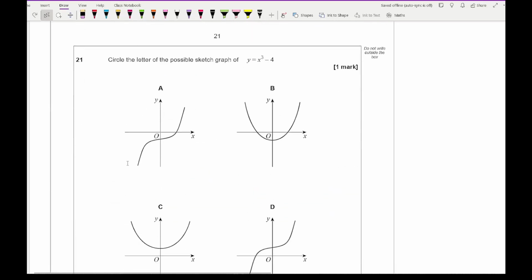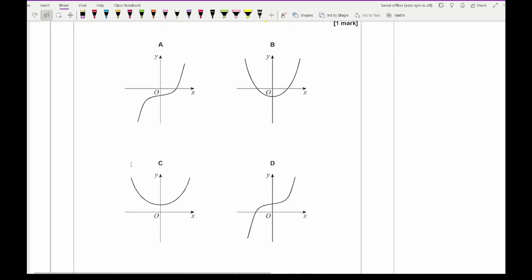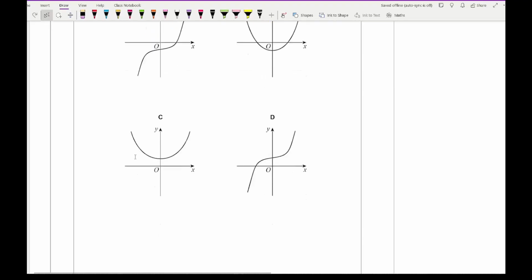Moving on to question 21, it says circle the letter of the possible sketch of x cubed minus 4. So what we're looking for with a cubic graph is we're looking for an S shape, and we're looking for where it crosses the y-axis at minus 4. And so a possible graph, well, the only one that it could be is going to be A.